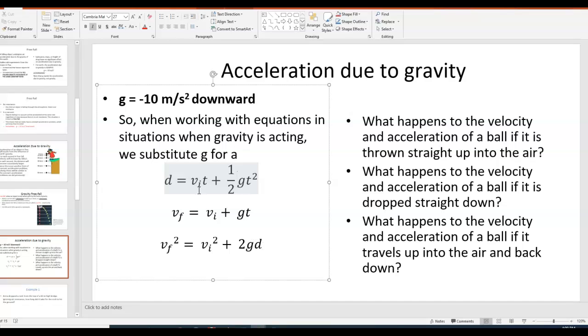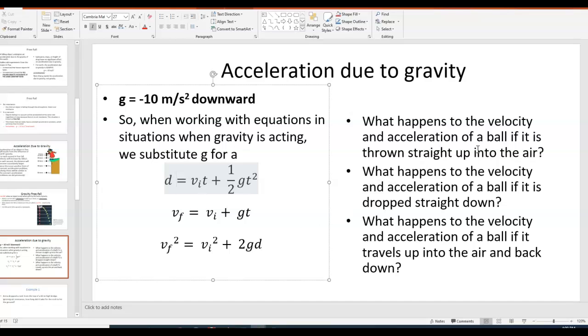We've got initial velocity, we've got time. On your worksheet, you might see this labeled as dy instead of dx. The reason you'll see it as dy is because these objects are moving up and down, and so their displacement is up and down in the y direction as opposed to side in the x direction.